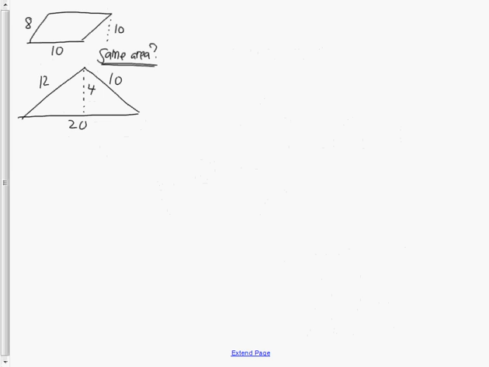The next question gives you a parallelogram, or poorly drawn parallelogram, and a triangle. It says, are they the same area? Well, for the parallelogram, we know our formula is simply base times height, and for the triangle, it's base times height divided by 2. In the parallelogram, your base is 10, and your height is not 8. Your height is 10. Just like the triangle, the height is the perpendicular distance.